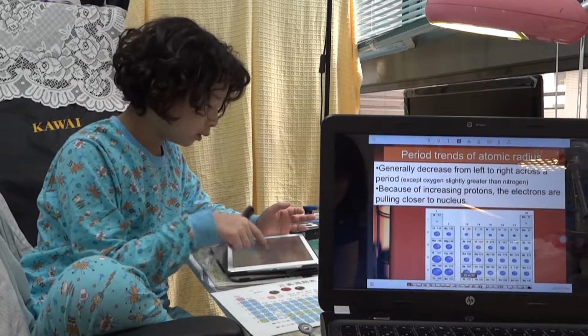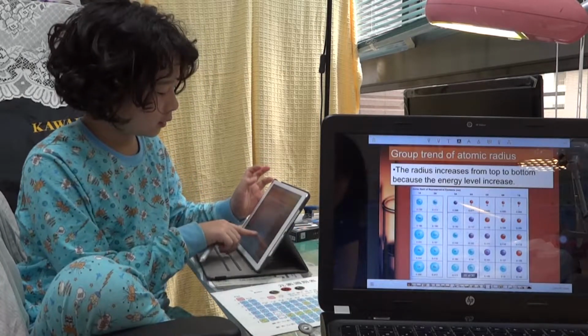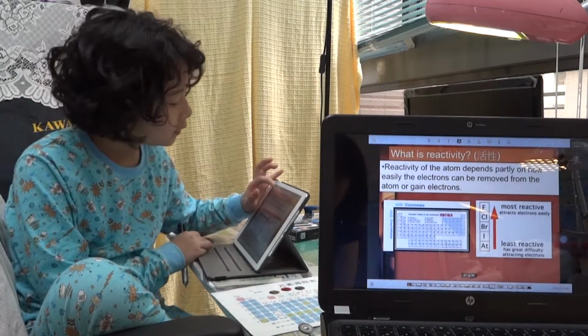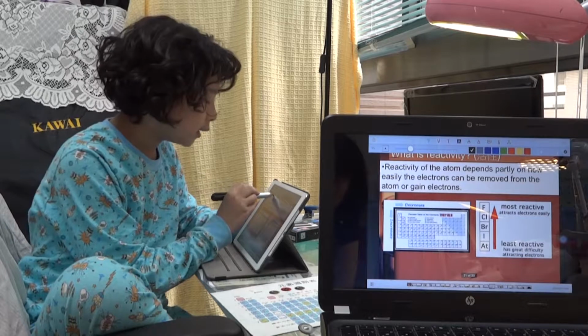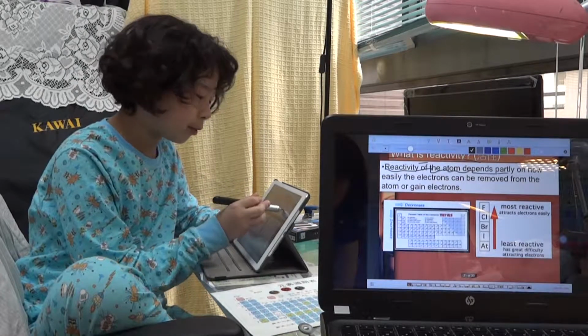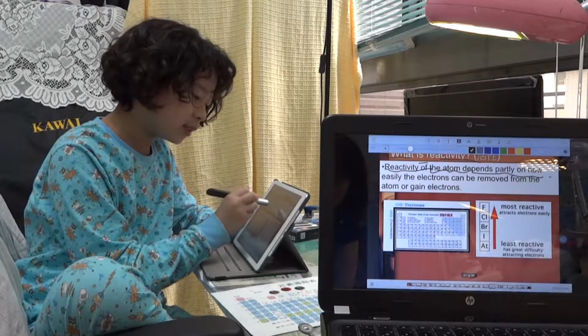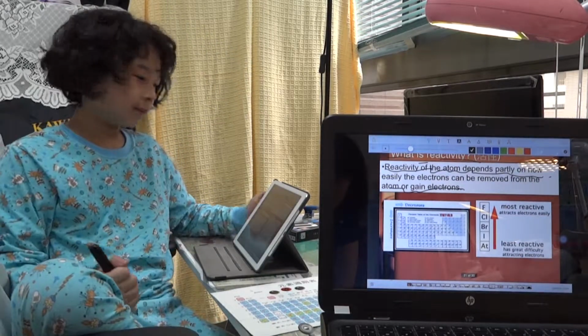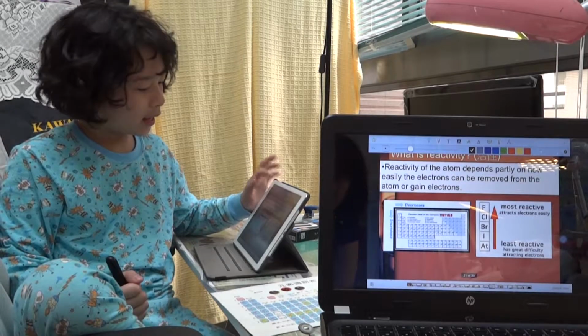So this is just the same thing. This is just reactivity. What is reactivity? Reactivity of an atom depends partly on how easily the electrons can be removed from an atom or gained. Okay, that's the reactivity.